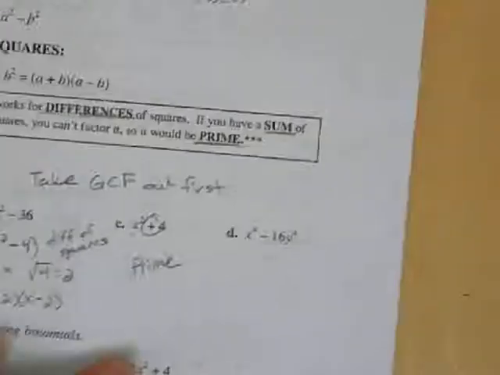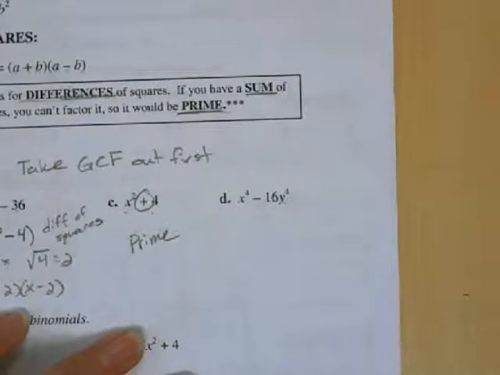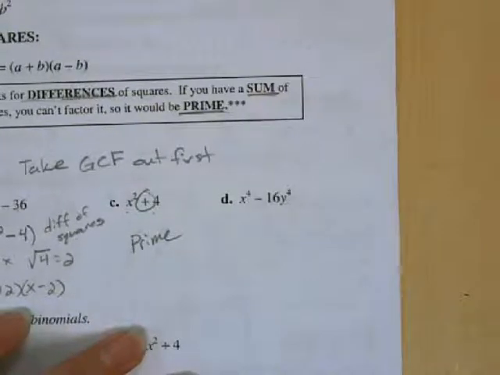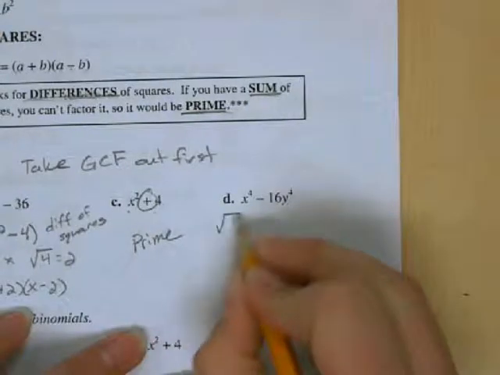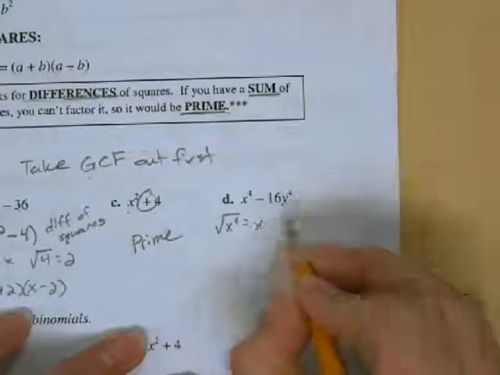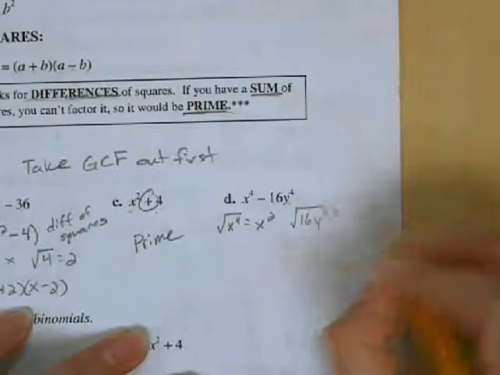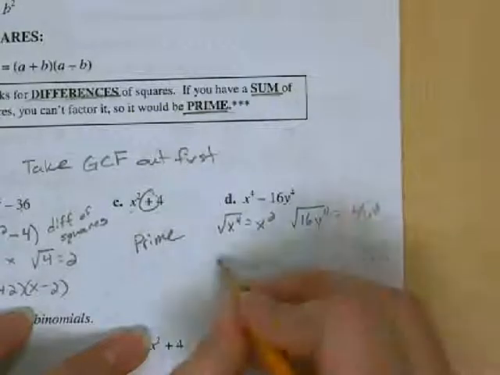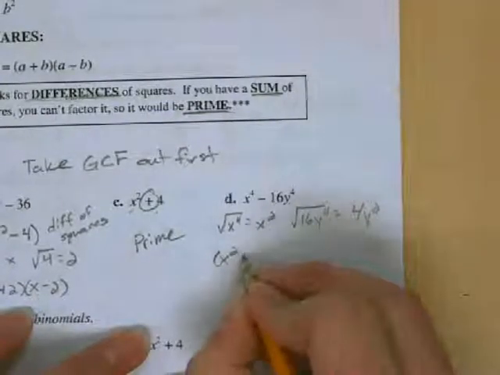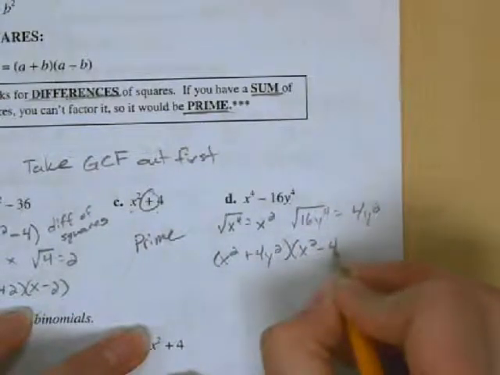Now D, they're going to try to trip you up. They're going to throw in extra exponents. Just keep in mind that extra exponents typically means extra steps. So they are perfect squares. So we'll start there. The square root of x to the 4th is x squared. And the square root of 16y to the 4th is 4y squared. So that'll be our first step. So here we go. We get x squared plus 4y squared and x squared minus 4y squared.